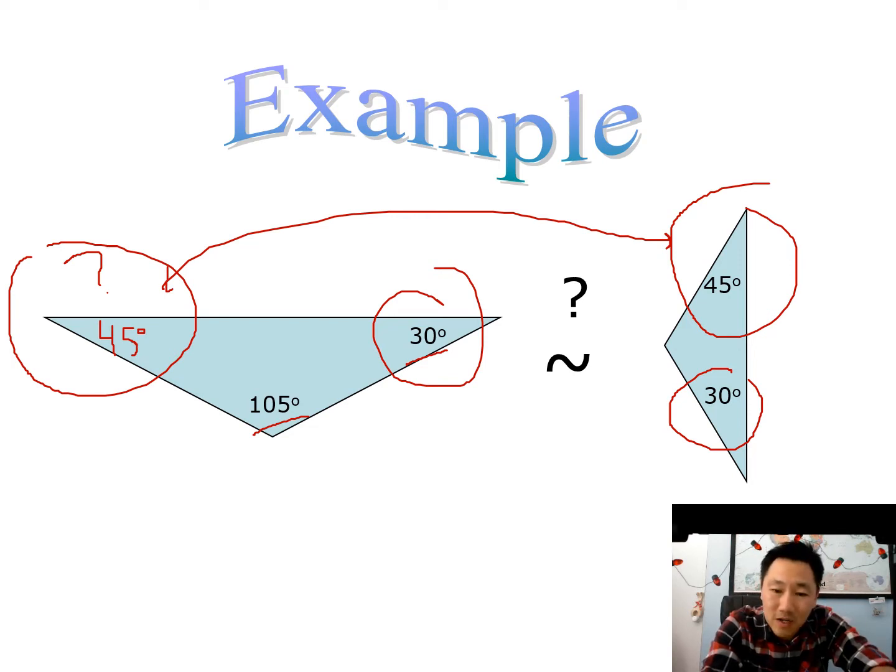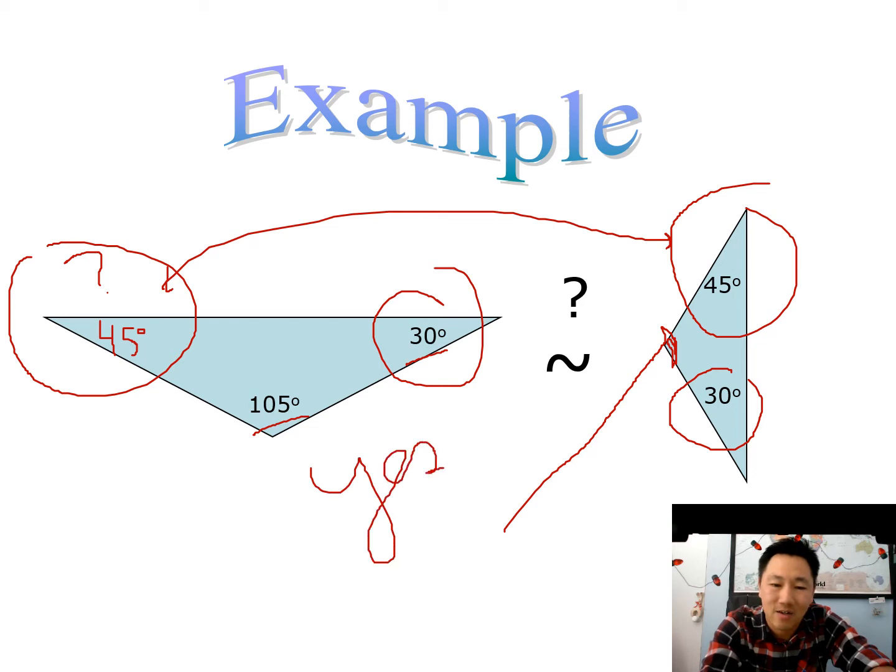And even if you try to find this angle right here, it turns out that that angle is 105. So in fact, we're going to get three angles. But the theorem says two pairs is enough. So this one is yes. They are similar. Oh, by the way, that is the symbol for similar. It's like a squiggly line.